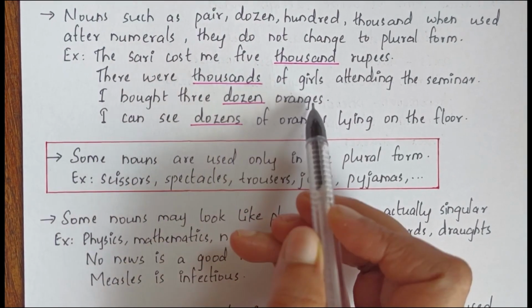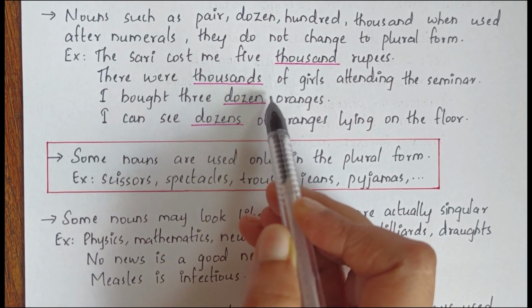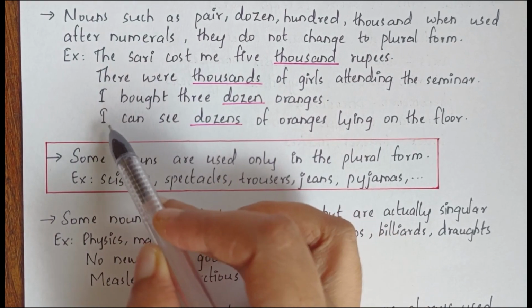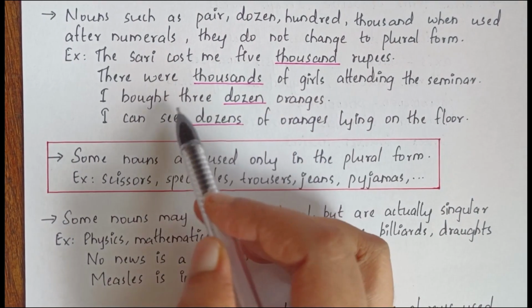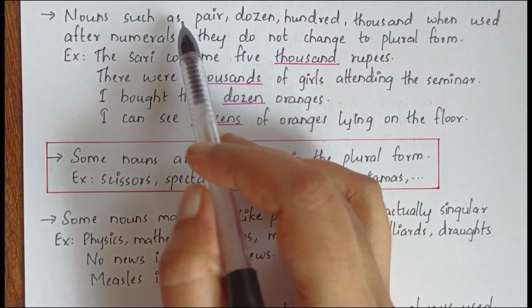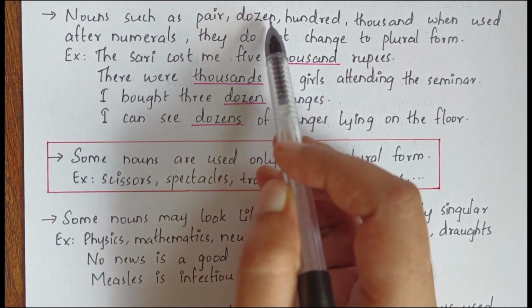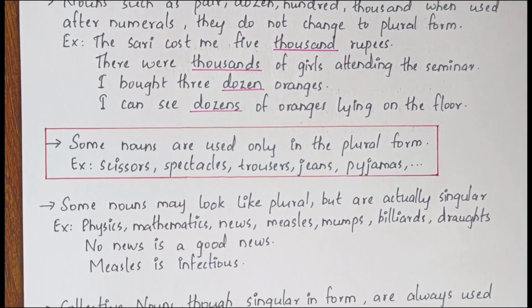Similarly, I bought 3 dozen oranges. Here we have a numeral 3 before the word dozen, so you should not add s. But here we can add s. That is, I can see dozens of oranges lying on the floor. Here there is no numeral, so we can add s. So you should study these examples, that is pair, dozen, 100, 1000, etc.